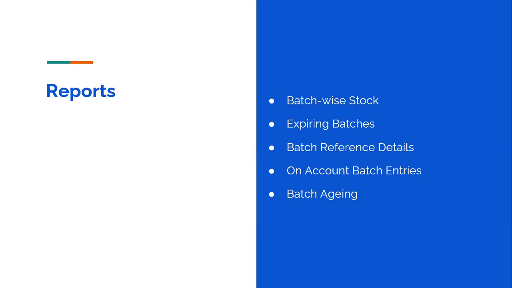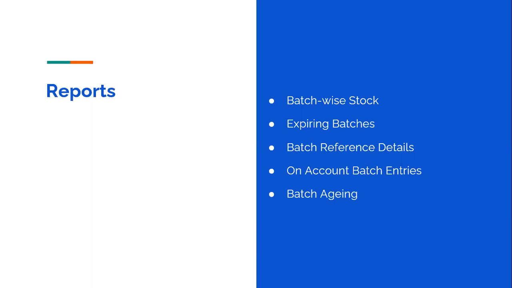And expiry batch will show only the batch items that are going to expire or have already expired according to your date range. Whatever date range you give in your report, it will show the expiry batch detail accordingly. Batch-wise reference detail will show what batch number you have adjusted, and on which bill you have adjusted your batch number.